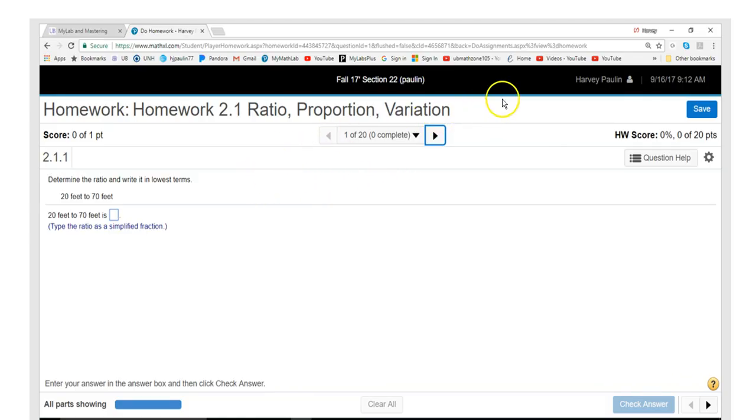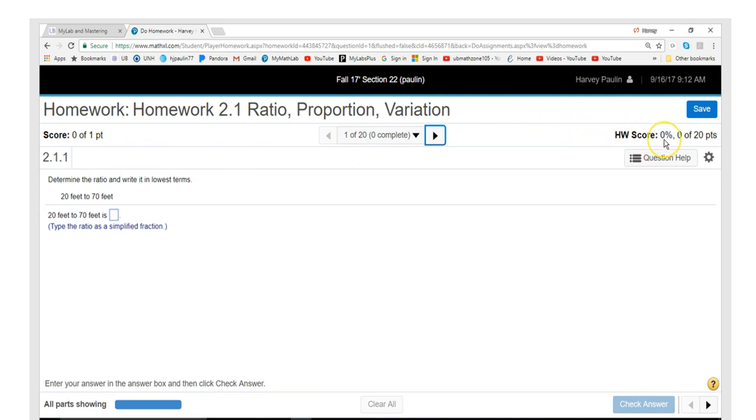Well, I took a page and I took a screenshot of one of our examples for homework. This one happens to be in section 2.1, and this is what it looks like when you're in the software. It says determine the ratio and write it in lowest terms. So you would write this statement down, you would put this here, and then you would write the answer. This would be example number 1.